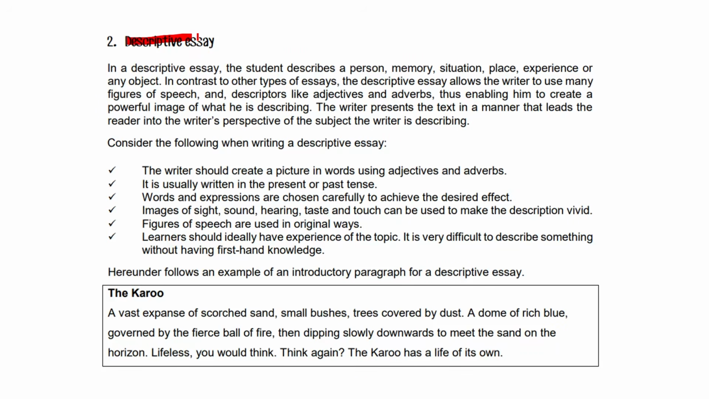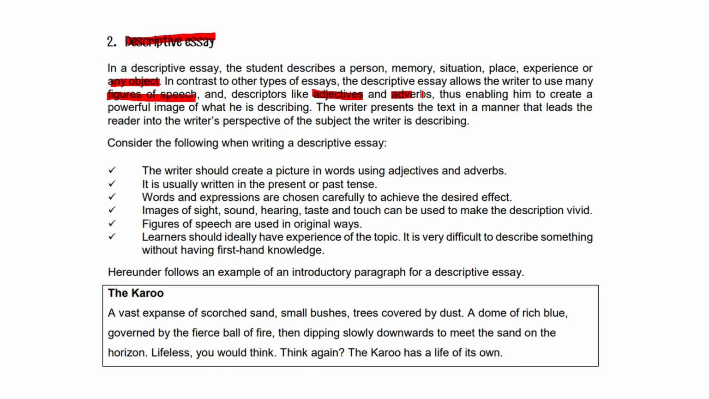Now, in a descriptive essay, the student describes a person, memory, situation, place, experience, or any object. So, look, pretty much anything. And now, in contrast to other types of essays, the descriptive essay allows the writer to use many figures of speech. Don't overdo it, but you can overdo it a little bit within reason.